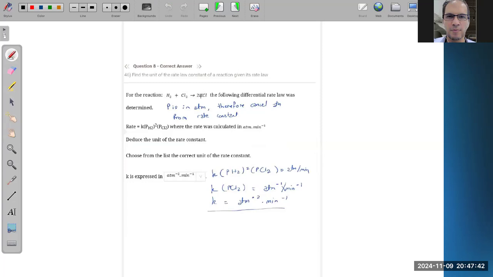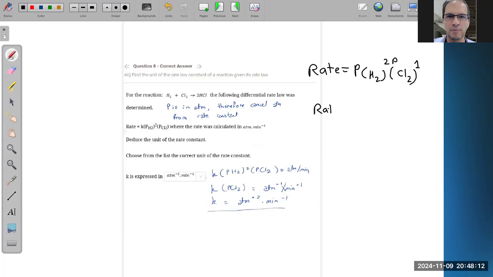Okay, for the reaction H2 plus Cl2 to HCl, the following differential law was determined. So I found that the rate is equal to pH2 multiplied by pCl2 to the power of 2. Be careful, what I say about concentration, I say about pressure. This is to the power of 1 and this is to the power of 2. Choose from the list the correct unit of the rate constant.